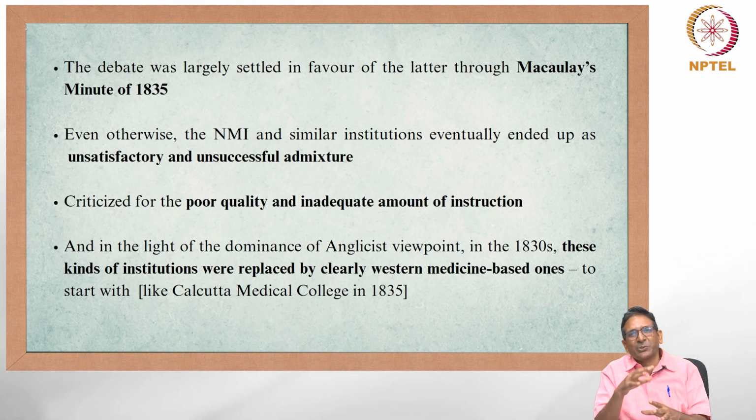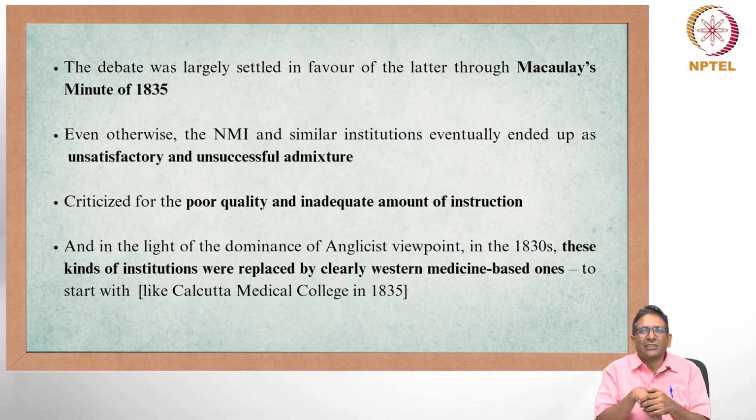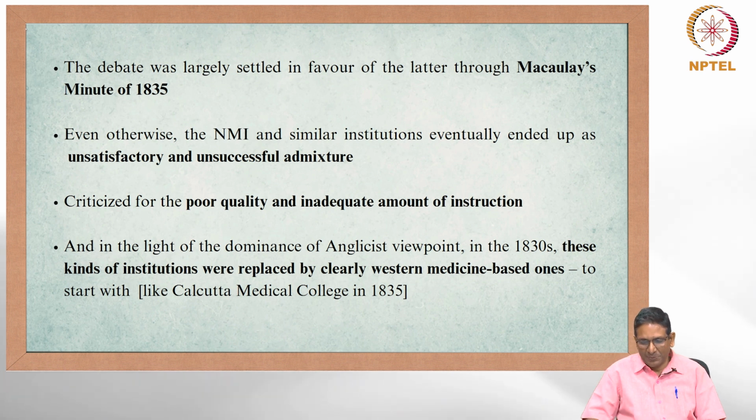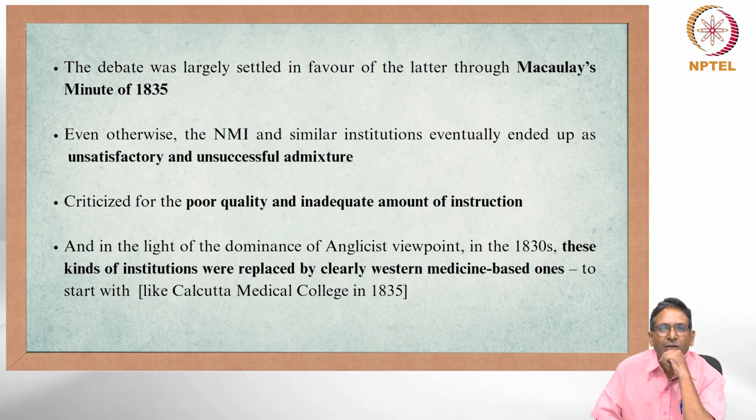To start with, of course, even in these institutions, later on, some amount of vernacular element and indigenous components had to be brought in. But at least to start with, in the 1830s, there was a clear preference for purely Western medicine-based colleges. So one such example is the Calcutta Medical College, started in 1835. Madras had its medical school also in the same year, which later became the medical college.